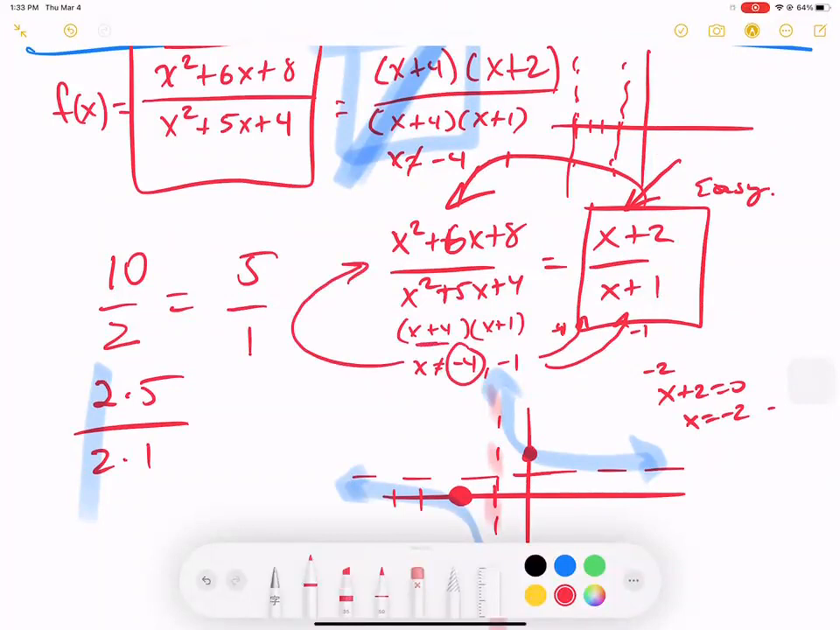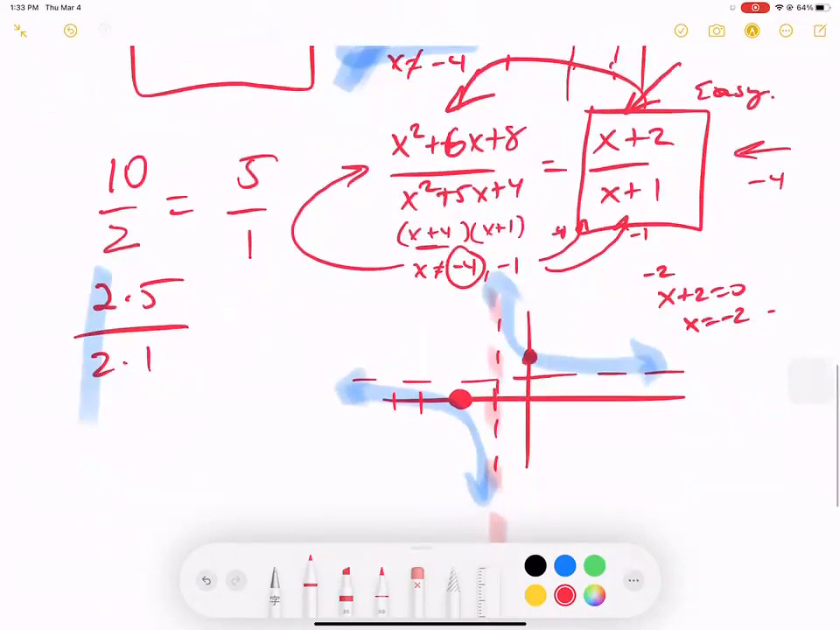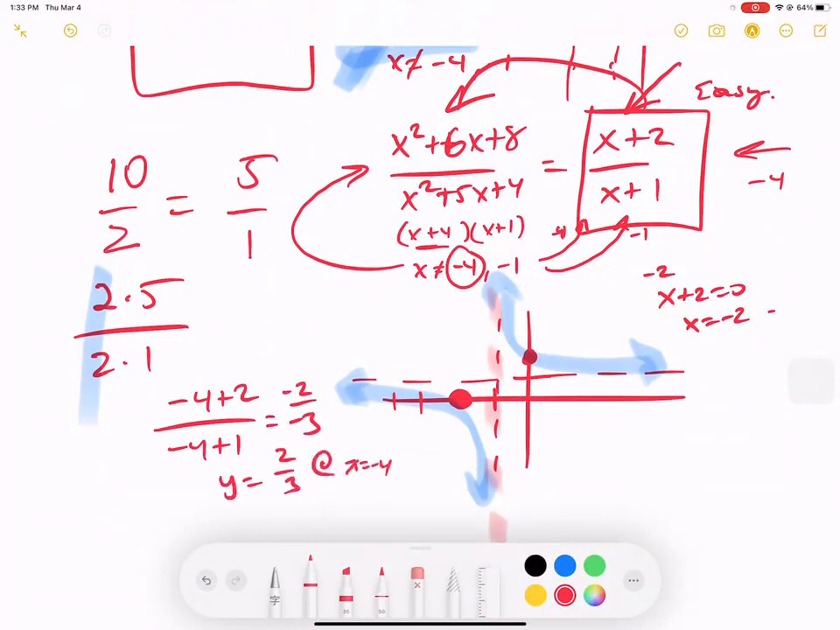So here is the gimmick. You don't plug -4 into the original one. You plug it into the lookalike. You plug in -4 here. Let's go and take a look. What would -4 look like if it could exist? -4 plus 2 over -4 plus 1. What would the hole look like? It would look like -2 over -3. It would look like 2 over 3. This is what the y value would look like at x equals -4.